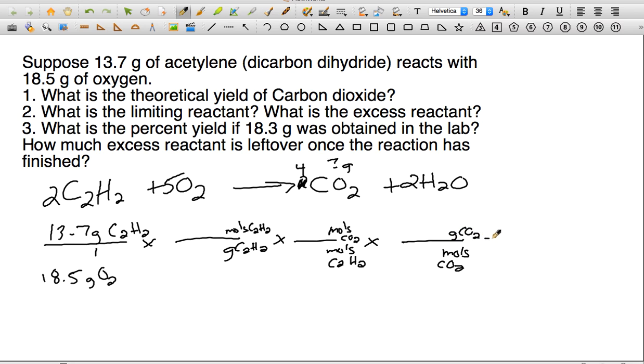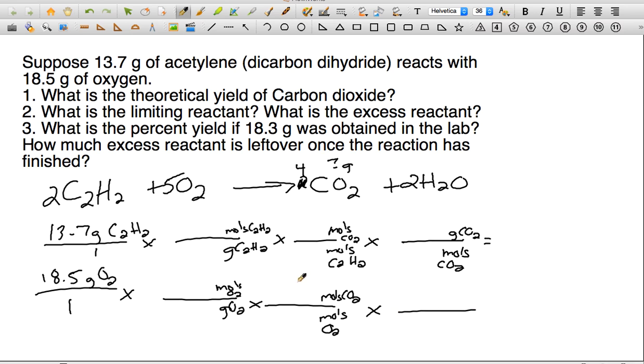I have to do the same thing for the other reactant to figure out which one is limiting and which one is excess. So I'm going to bring grams down of O2 to moles of O2. I'm going to go moles of O2 to moles of carbon dioxide. Remember, I told you guys before, the last step, that last little Tetris piece, is going to be exactly the same as up here. So moles of CO2 to grams of CO2, because we're going to the same place. Okay, now we fill in.